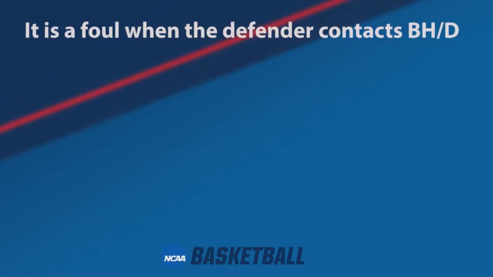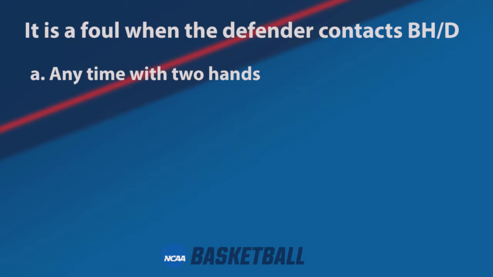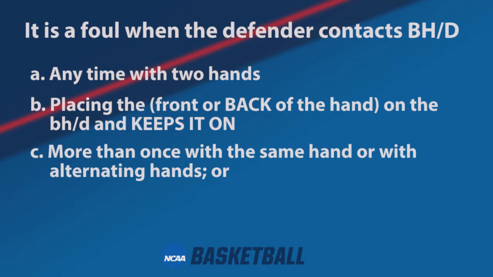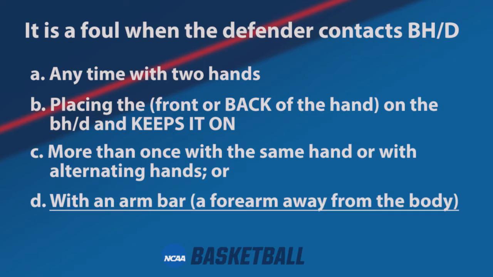Our efforts to have a free-flowing game continues with the understanding and enforcement of Rule 10.1.4. The rule states, it is a foul when the defender contacts the ball handler dribbler anytime with two hands, placing the front or back of the hand on the ball handler dribbler and keeping it on, more than once with the same hand, or with alternating hands, or with an arm bar, a forearm away from the body. Here are plays that depict Rule 10.1.4.